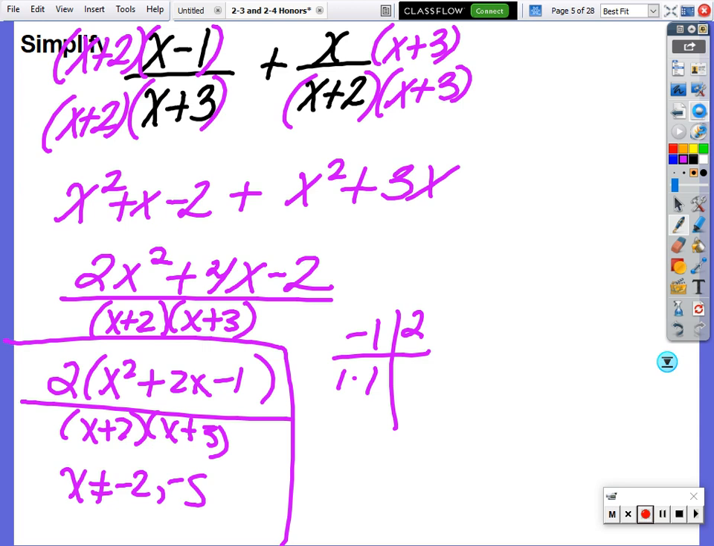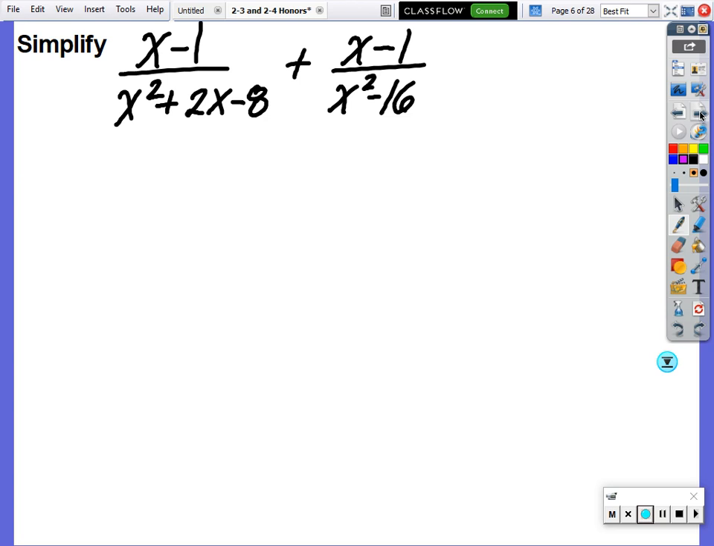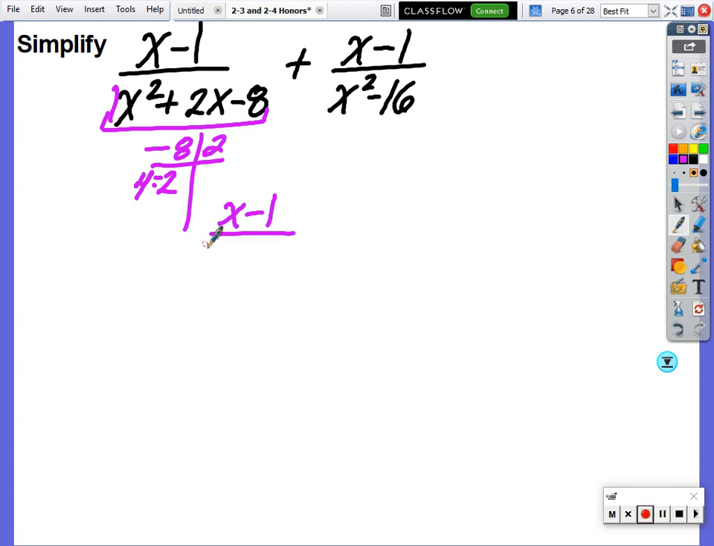Okay, first step is to factor out the denominators. We don't know what's in common unless the denominators are factored. Do not factor out numerators. So let's hurry and factor this. What multiplies to be negative 8 and adds up to be 2? 4 times negative 2. Quick factoring, yes. Rewrite your problem somewhere. So you have x minus 1 over the factors of x plus 4 and x minus 2.